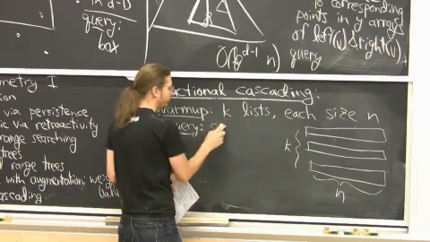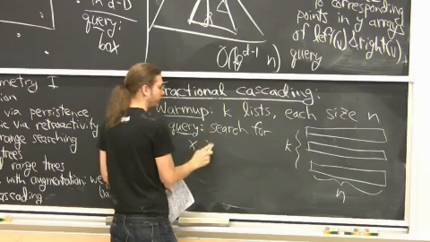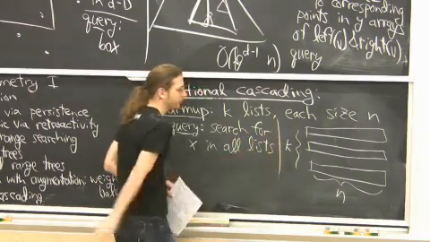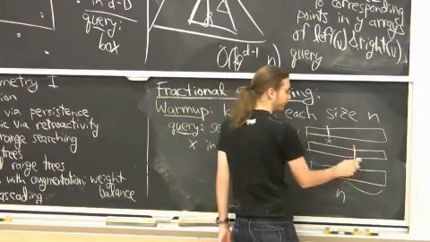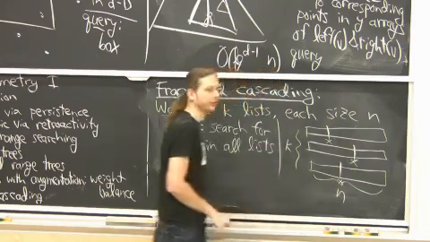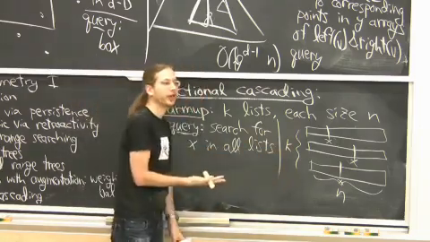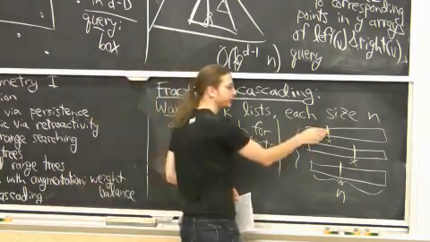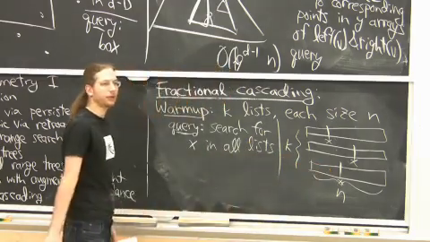Query is search for x in all lists. I want to know what is the predecessor and successor of x in this list, and in this list, and in this list. All of them. There's more information. If I just merge the lists and search for x, I would find where x fits globally. But I want to know how it fits relative to this list, and relative to this list, and relative to this list. How do I do it?